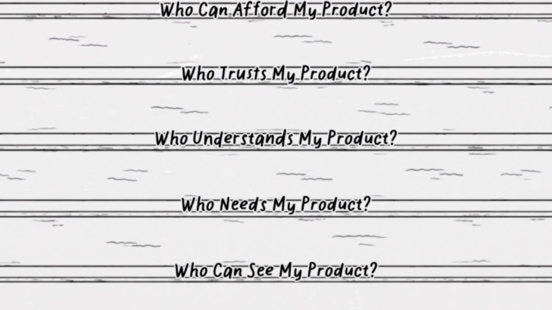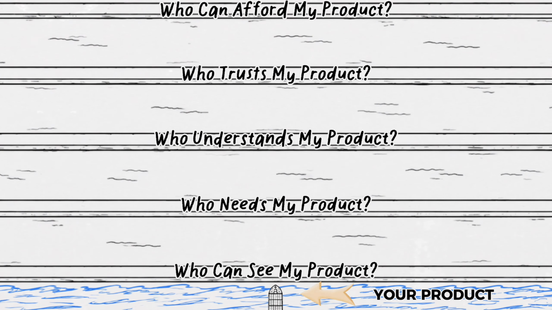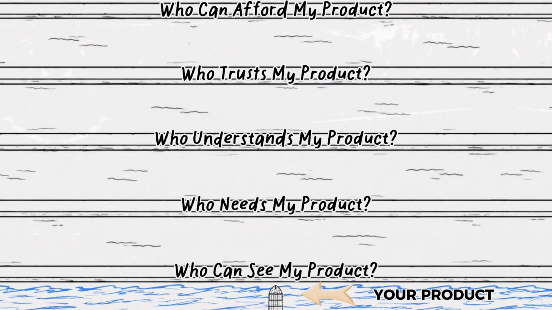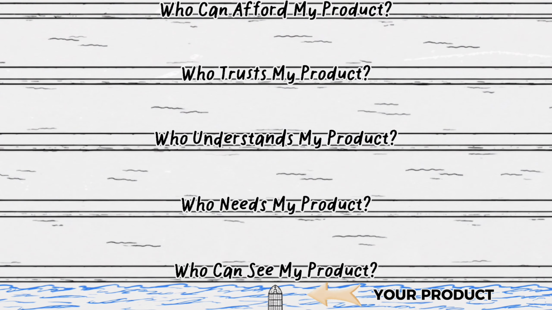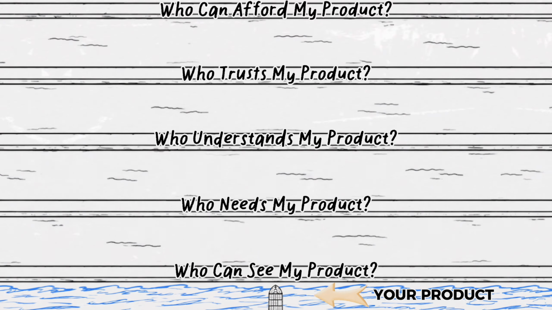What I would like you to first do is try to create a mental model with me, and we're going to ask a couple of questions. We're going to ask, who can see my product? Who needs my product? Who understands my product? Who trusts my product? And who is capable of paying for my product? Let's go with those 5.